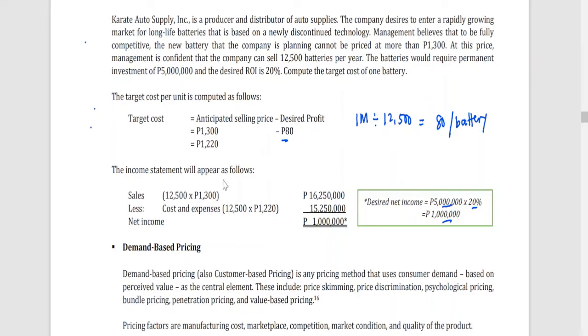So therefore, si Karate Auto Supply, kung mag-costing siya, kung palit siya sa raw materials, magbayad siya for the labor and also for the overhead, it should be within 1,220 because if the cost exceeds mula pa sa 1,220, dili na niya ma-achieve si 80 pesos nga desired profit, dili niya ma-meet tong 1 million desired net income. So, dapat naa sa 1,220 and below.